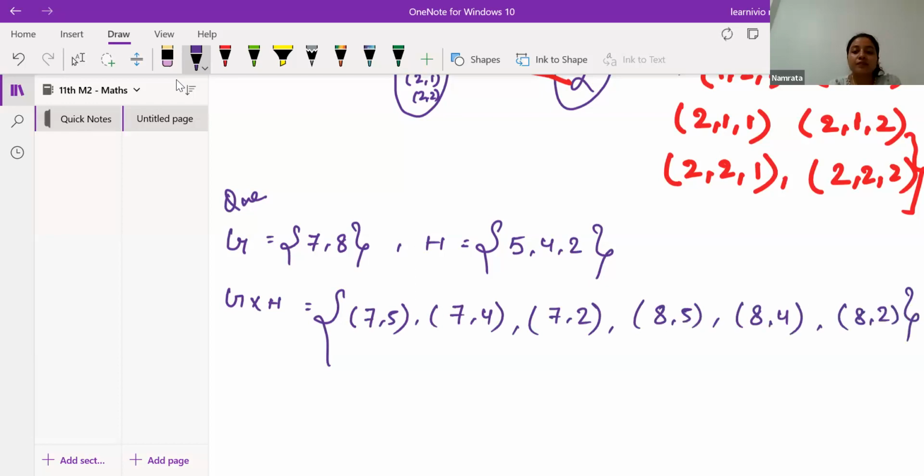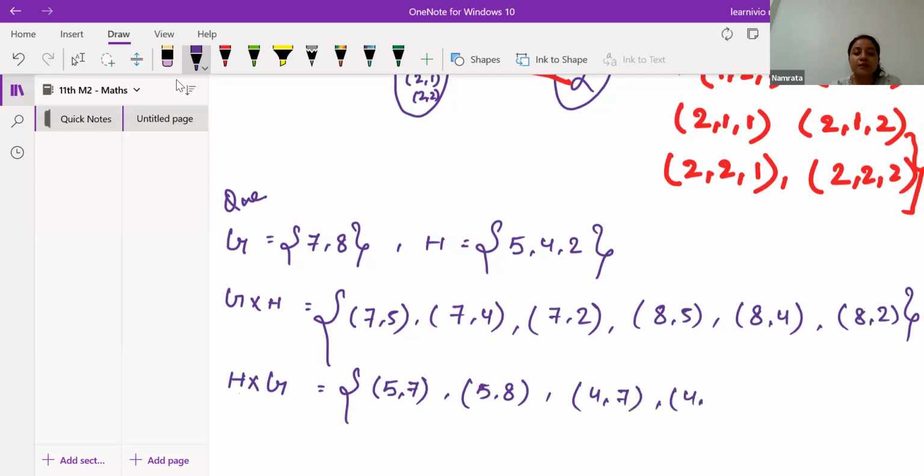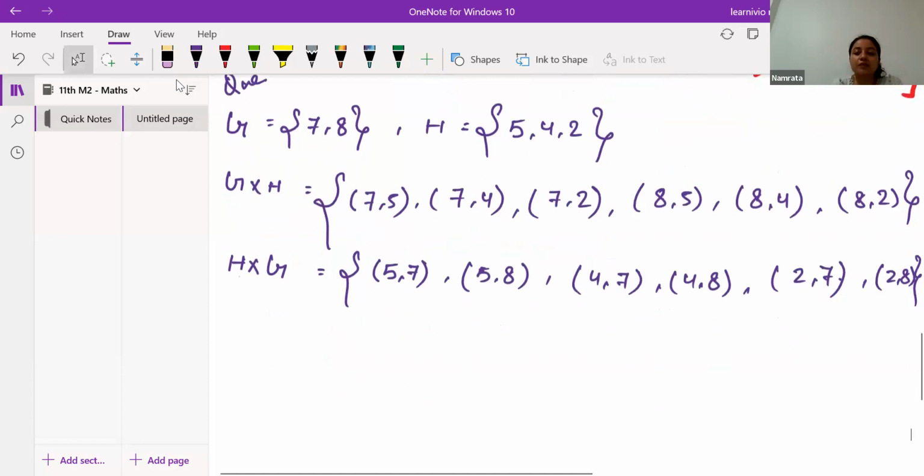Yes, Izan, can you tell me what will be the Cartesian product of H cross G? H cross G: 5, 7, and 5, 8. Then 4, 7, and 4, 8. Then 2, 7, and 2, 8. Perfect. This way we have written the combination of all ordered pairs.